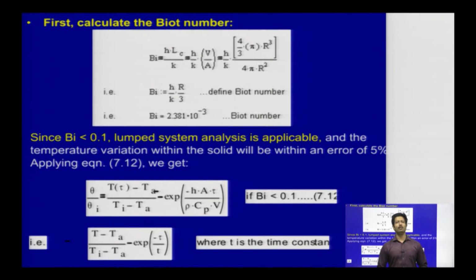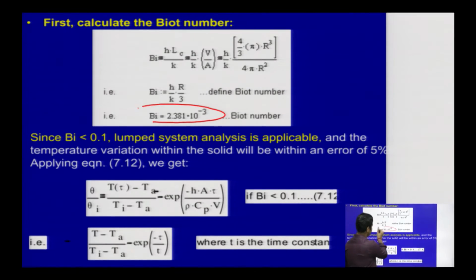As I've already told you, this is the checking criteria. So you need to calculate the Biot number first. You can see that this is hLc by k, so it is like h by k and volume upon area. So it is the Biot number. The Biot number you are getting is definitely lesser than 0.1 here.